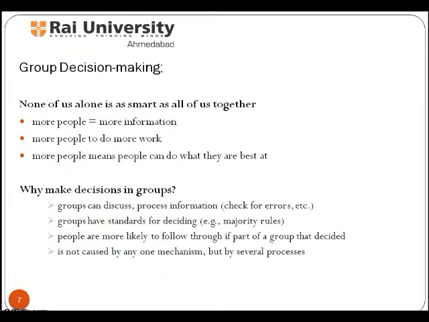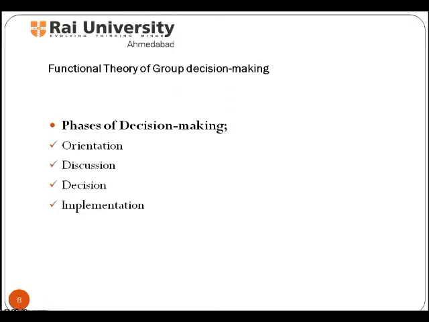For example, majority rules in groups and is not caused by any one specific mechanism, but group decisions are made by several processes. Now let's take a look at the functional theory of group decision making. Skilled decision making groups more likely use procedures that enhance the way they gather, analyze, and weigh information.